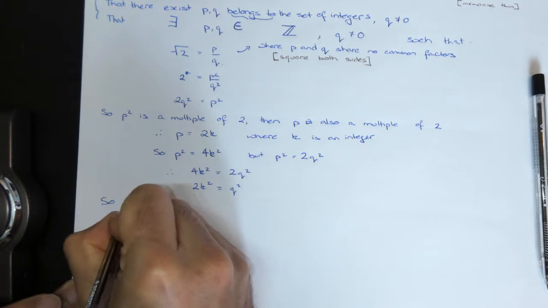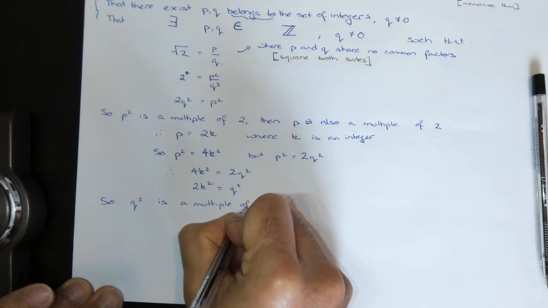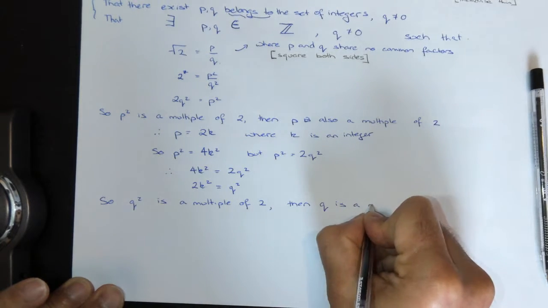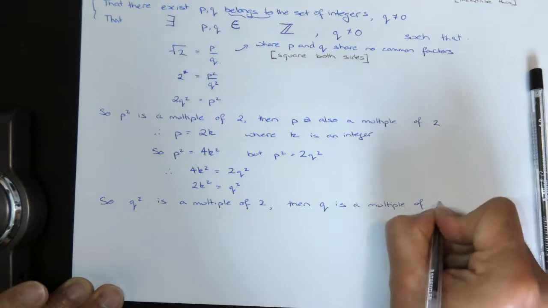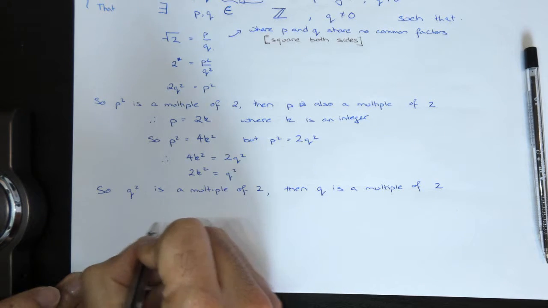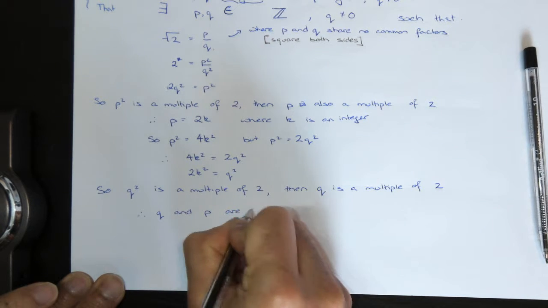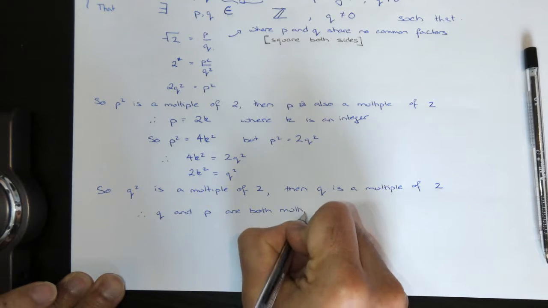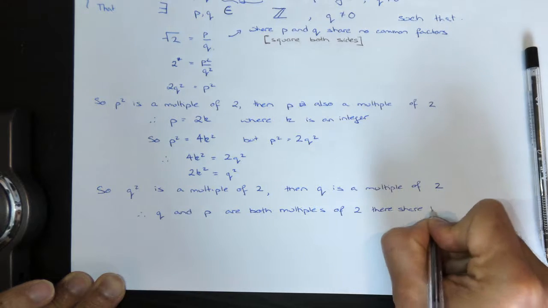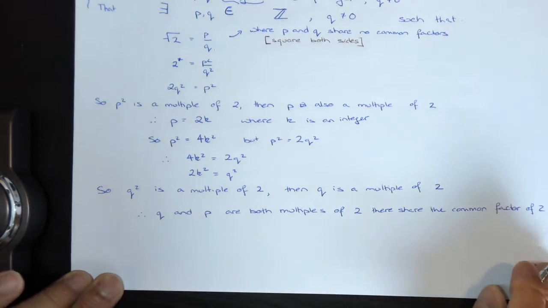So that means that Q squared is also a multiple of 2. And if that's the situation, then Q is a multiple of 2. But as Q and P are both multiples of 2, they share a common factor. And that's what we don't want.